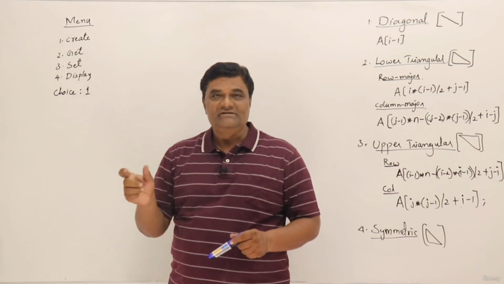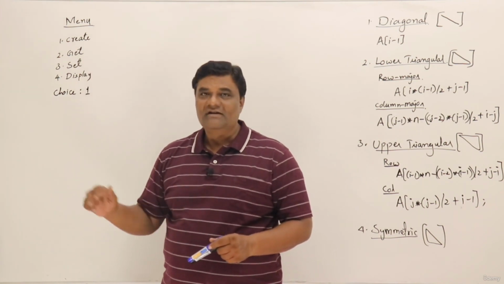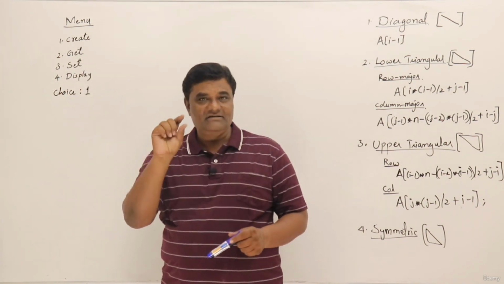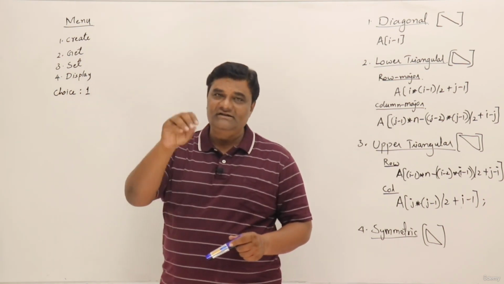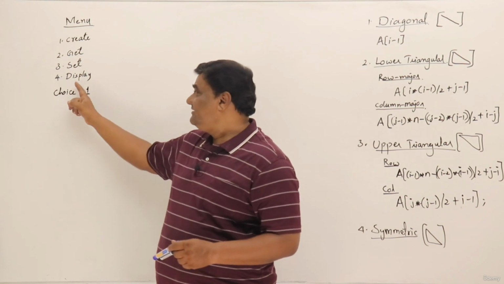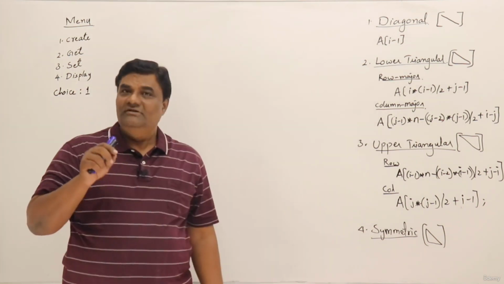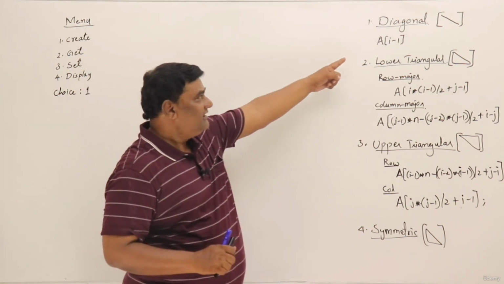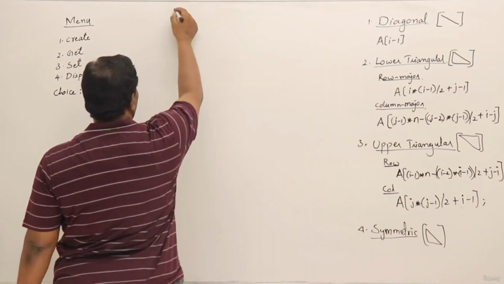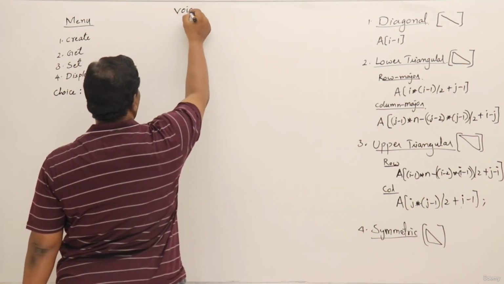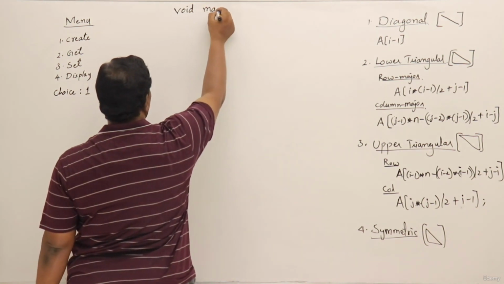So first option is creating a matrix. Second one is getting a particular element at a given index. Then set is for changing an element at a given index. Then displaying that matrix. So let us write a program first for diagonal matrix. So I will write a complete program for diagonal matrix. So here is the starting point, that is main function.